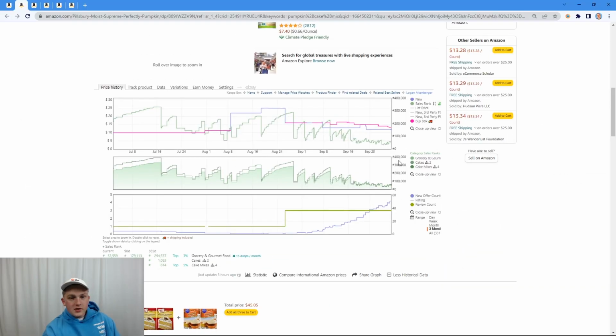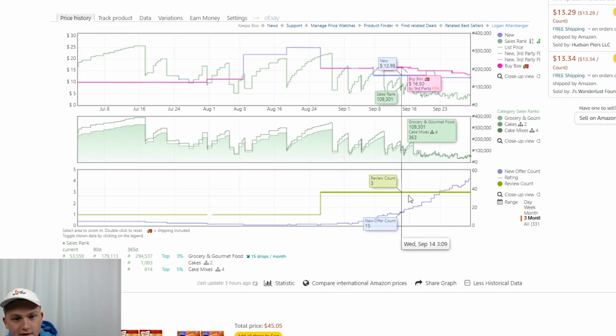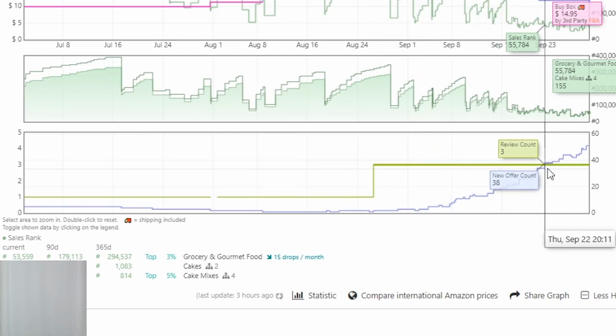First thing that jumps out to me here, and this should be a big red flag anytime you see it on Keepa, in this third chart, we see the new offer count going up.